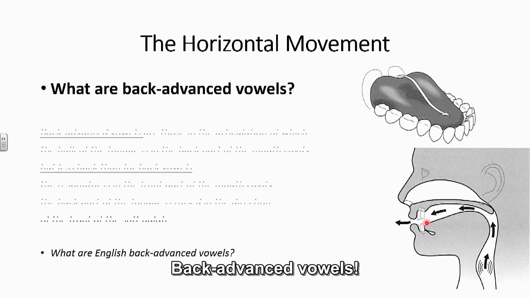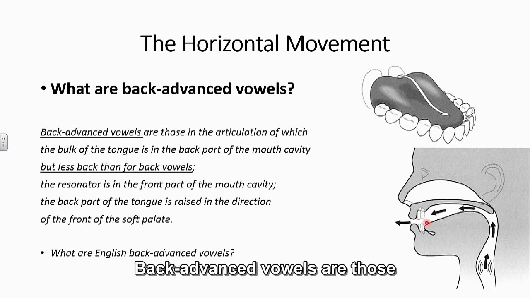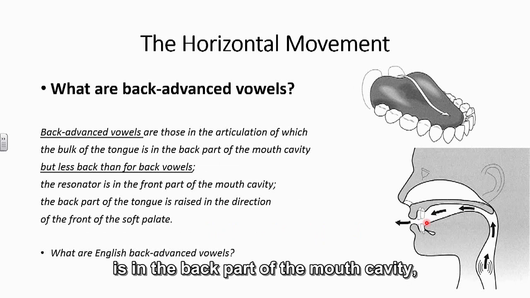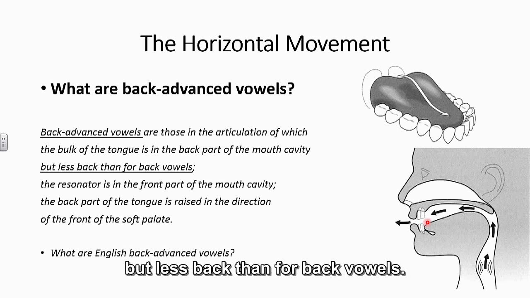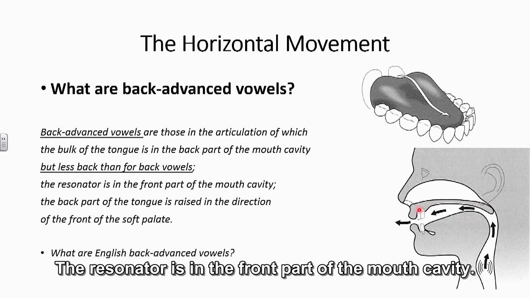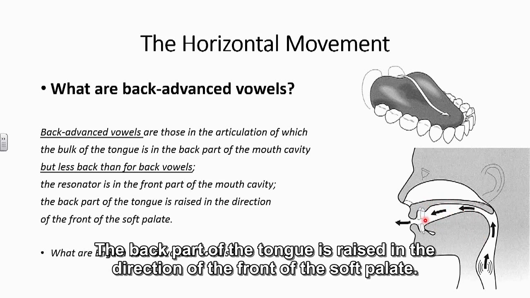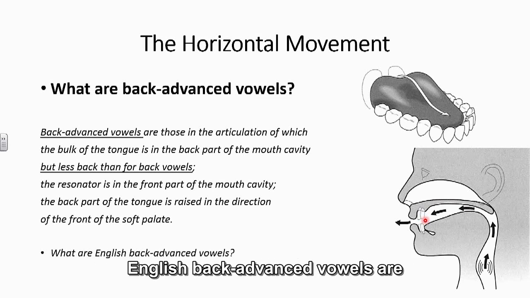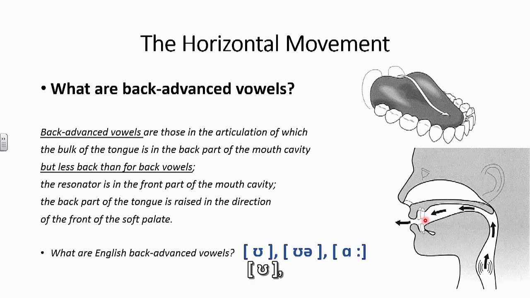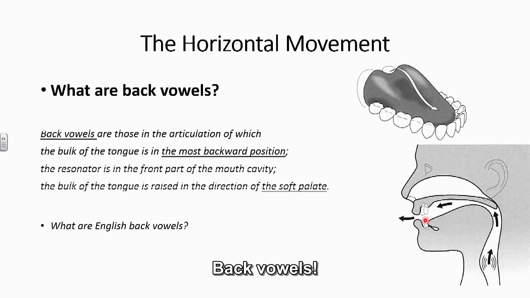Back advanced vowels. Back advanced vowels are those in the articulation of which the bulk of the tongue is in the back part of the mouth cavity, but less back than for back vowels. The resonator is in the front part of the mouth cavity. The back part of the tongue is raised in the direction of the front of the soft palate. English back advanced vowels are u, oor.